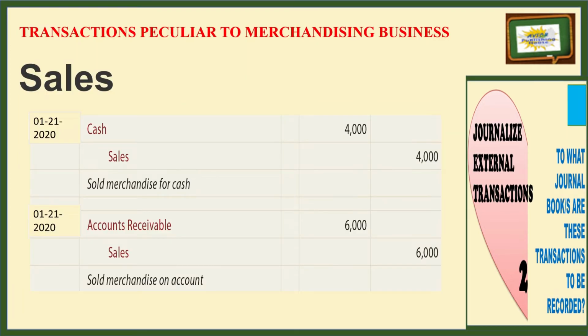So these are transactions peculiar to merchandising business: sales. So we have the sales transaction: debit cash, credit sales, when the sale is for cash. Now we have debit accounts receivable, credit sales, when the sale is on account. So, take note of the journal entries.